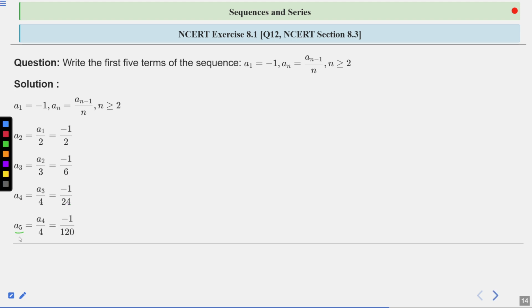Now A5. Simply using the rule, A4 by 5. So using the value of A4, which is minus 1 by 24, we'll get the fifth term as minus 1 by 120. Simple. I hope the explanation is clear. Moving to next.